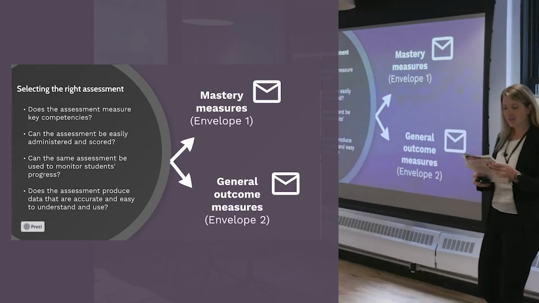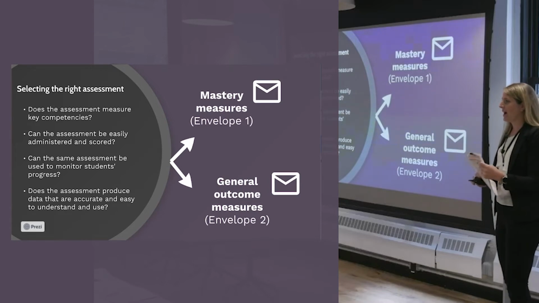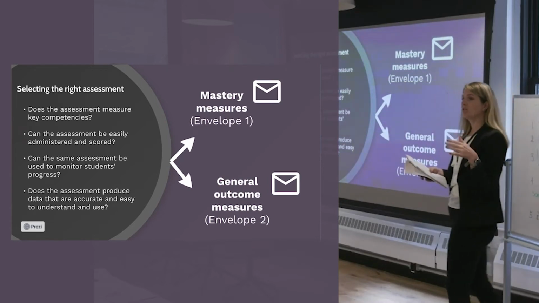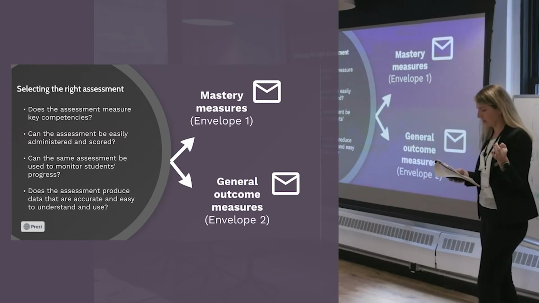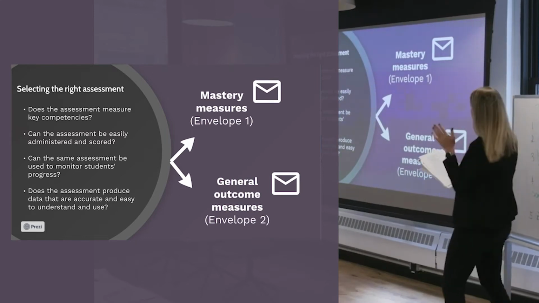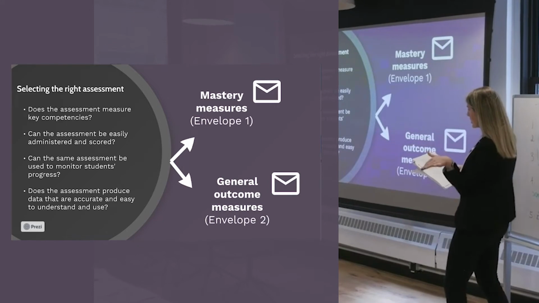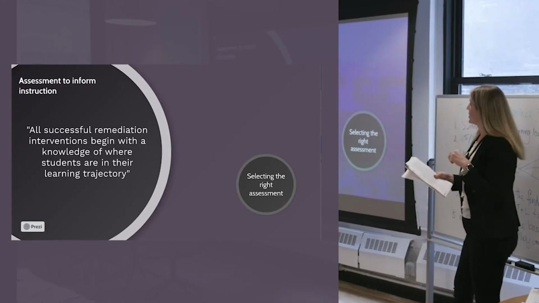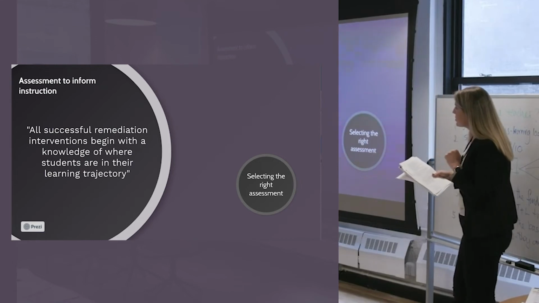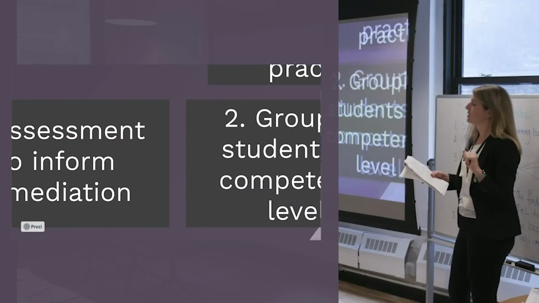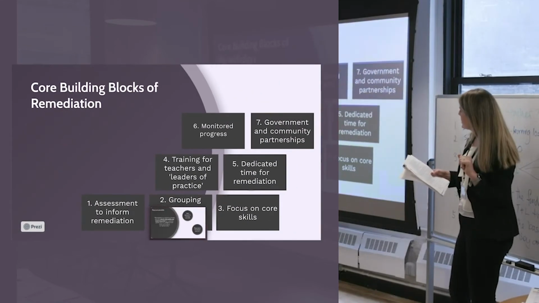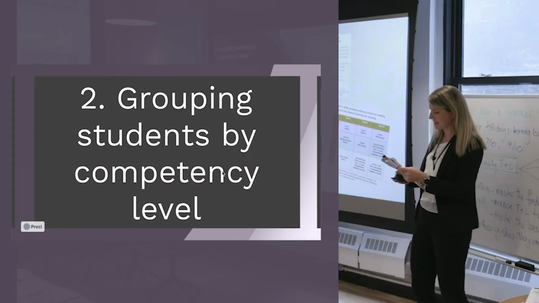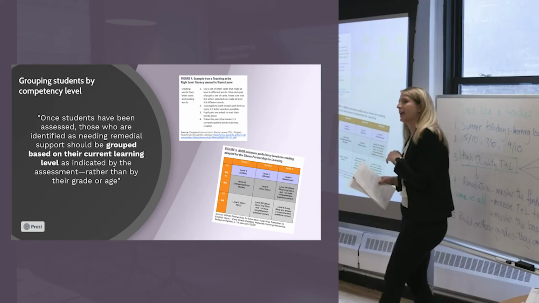All right, so then, once you have assessed students and you have identified those who are in need of remedial support, it gets to step number 2, or building block number 2, which is all about grouping students based on their competency level. I'm just going to click one more. Perfect. There we go. So grouping students based on their competency level, rather than by their age or their grade.